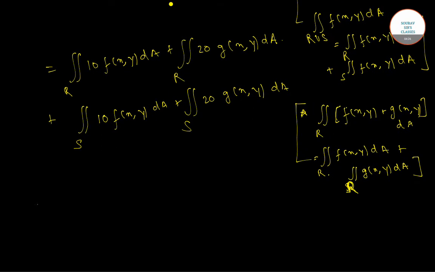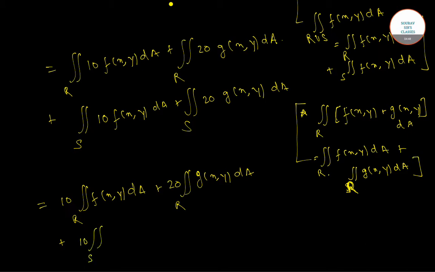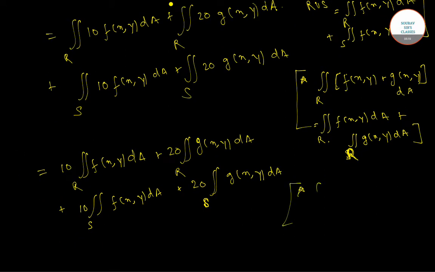Now this equals 10 into the double integration over R of f(x,y) dA plus 20 into the double integration over R of g(x,y) dA, plus again 10 into the double integration over region S of f(x,y) dA plus 20 into the double integration over region S of g(x,y) dA, because we know that the double integration over region R of k into f(x,y) dA equals k into the double integration over region R of f(x,y) dA, where k is a constant.